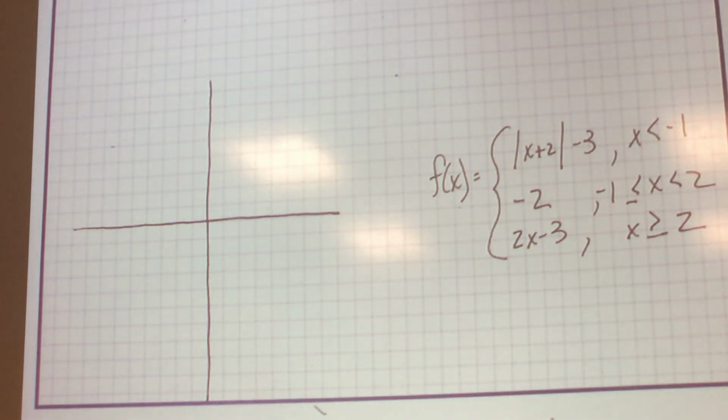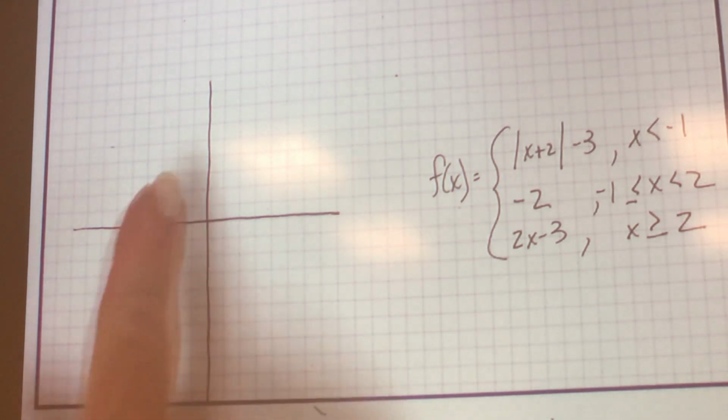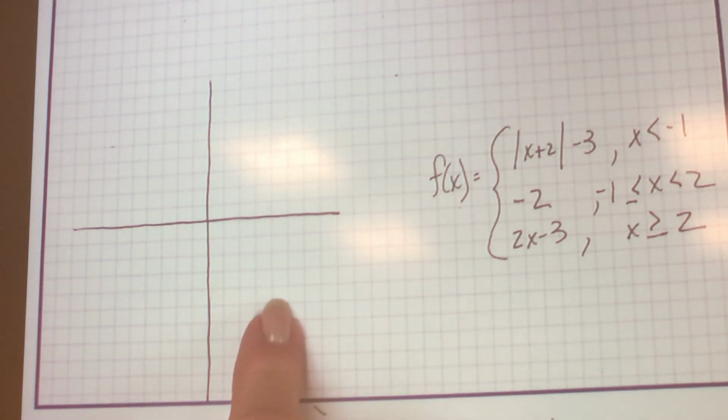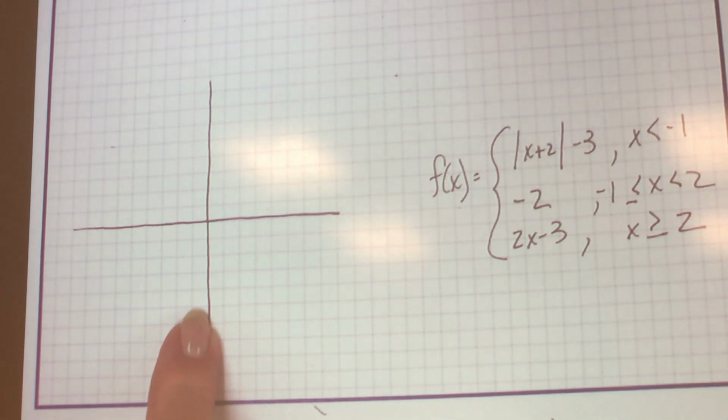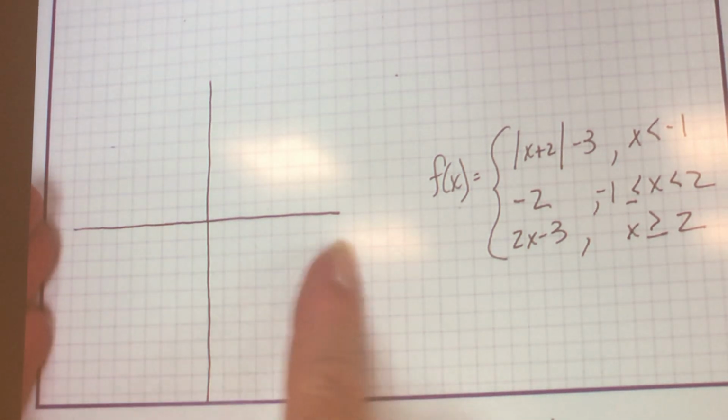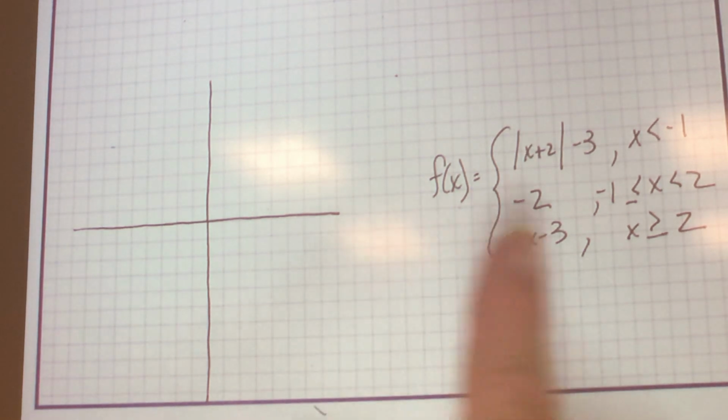This has 3 different parts, right? How many lines will make 3 different parts on this coordinate plane? 2 lines. 2 vertical lines will separate this coordinate plane into 3 parts. Do you agree with that? 1 line separates it into 2 parts. If I drew 1 line here, I'd have to the left of the line and to the right of the line. Alright? So I need 2 lines.